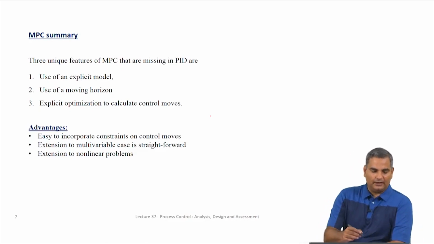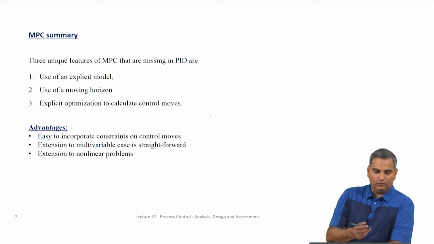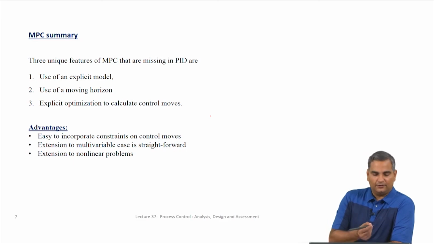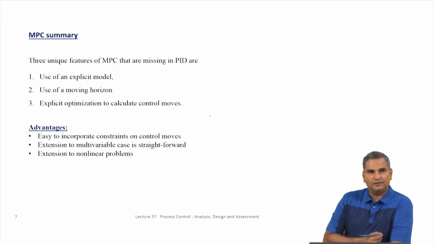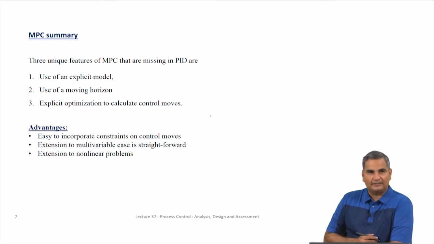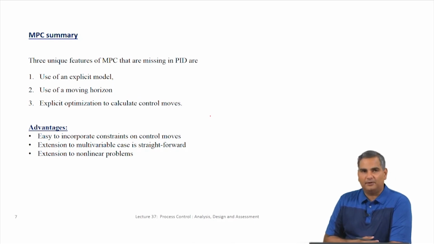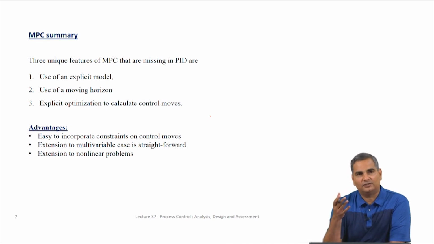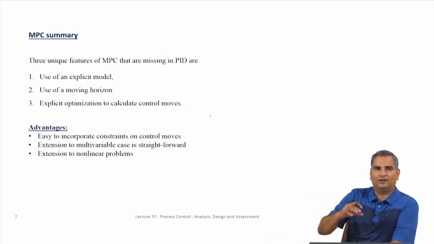So, in terms of a summary, the unique features of MPC that help us are use of an explicit model, use of a moving horizon, and explicit optimization to calculate control moves. This is something we have talked quite a bit about. The advantages are easy to incorporate constraints, I talked to you about. Extension to multivariable case is straightforward, which I showed you in the last slide, and extension to nonlinear problems is also straightforward, because remember at the beginning of this lecture I said we can make the formulation however complicated we want, right. We can take a model which is nonlinear. So, from a formulation viewpoint, nothing is going to change, except that instead of a linear model I am going to say there is a nonlinear model.